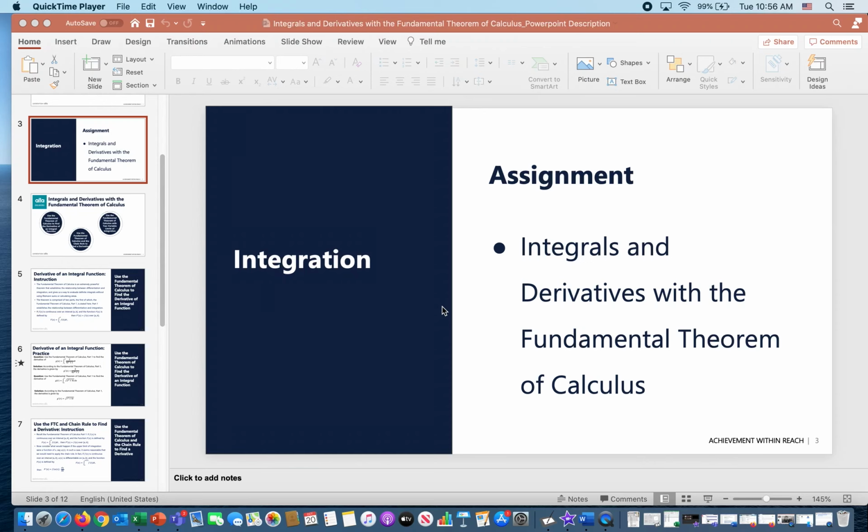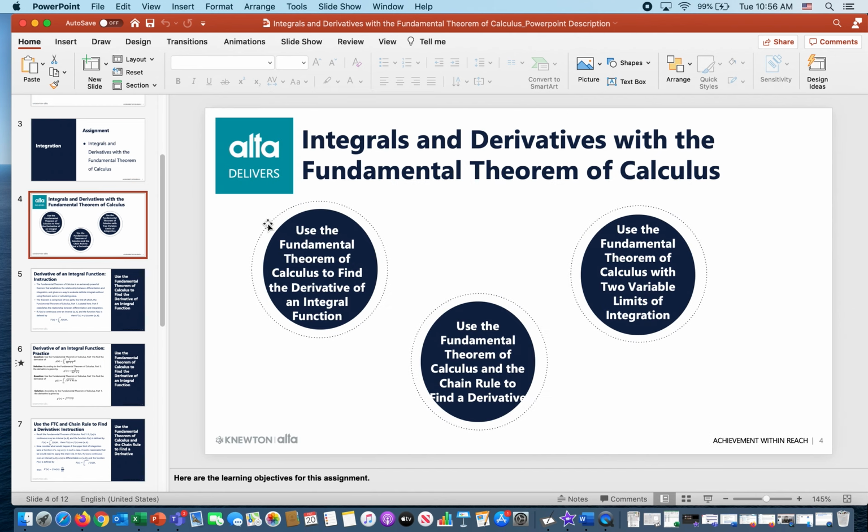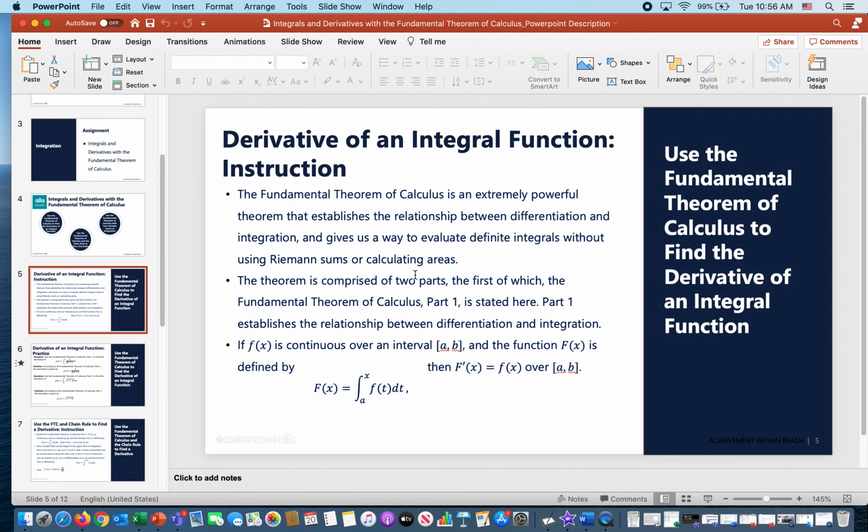So in this video, we're taking a look at integrals and derivatives with the fundamental theorem of calculus. Okay, so we've got three objectives we're going to look at. Use the fundamental theorem to find the derivative of an integral function. Use the chain rule as a part of this. And then the last piece is using the fundamental theorem when we have two variables of limits of integration.